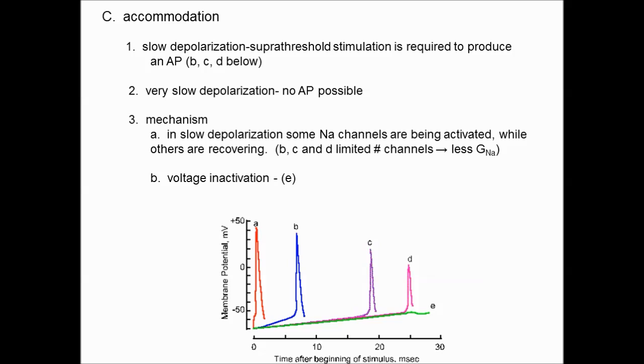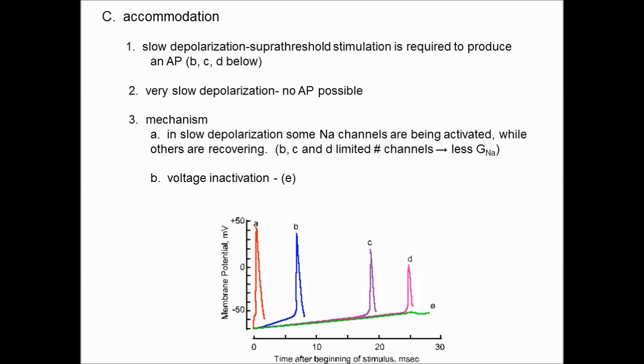Accommodation is another phenomenon that really depends on the same kind of mechanisms that we talked about with voltage inactivation, but it's useful because it applies in a little bit different situations. If instead of jumping from one voltage to another from the resting membrane potential, you slowly depolarize a nerve to reach an action potential, you get an interesting thing.